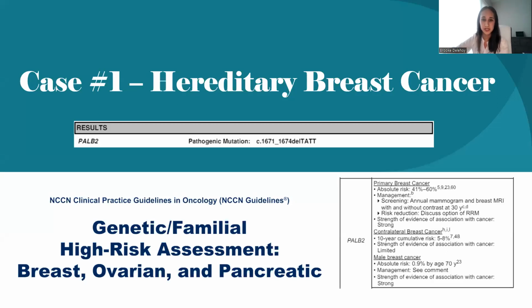Primary breast cancer risk, as you can see here, is between a 41 to 60% lifetime risk to develop breast cancer. To put it into perspective, general population risk, meaning no hereditary breast cancer mutation identified, is somewhere between 12 to 13%, or you may even hear it in a ratio format of 1 in 8. So, what we would classify as increased risk is definitely represented by an individual with a PALB2 mutation.